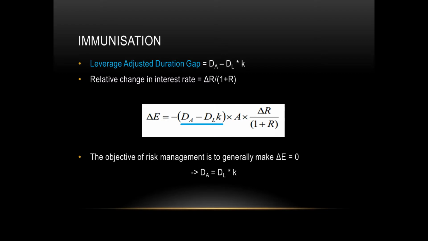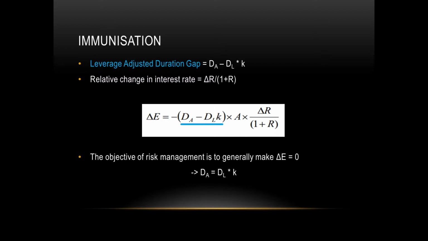But in the same formula, you also need to recognize what's called the leverage adjusted duration gap, or just duration gap in short, which is the duration of the assets minus duration of the liabilities times K, and that's highlighted in blue. You also need to know that if the question asks you to calculate the relative change in interest rate, that's simply just equal to delta R over 1 plus R.